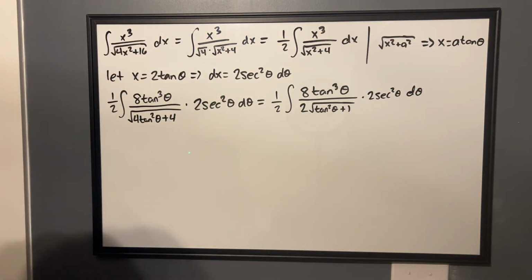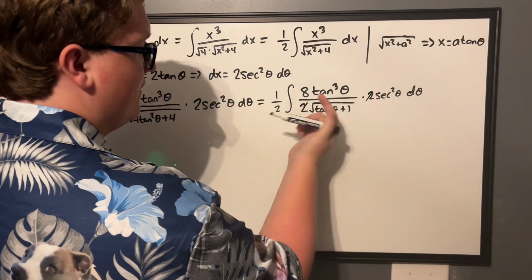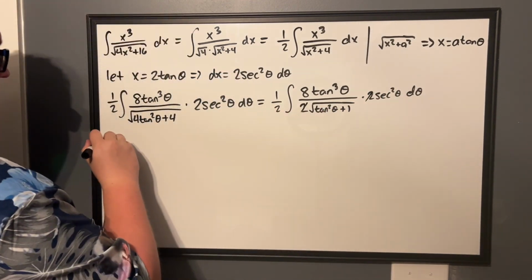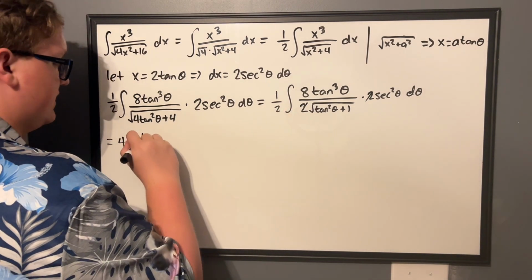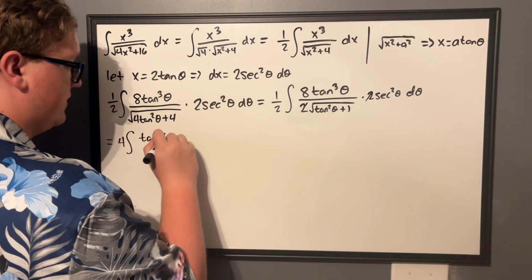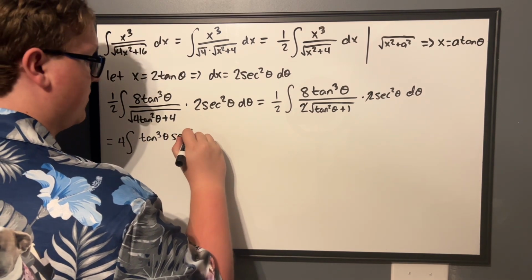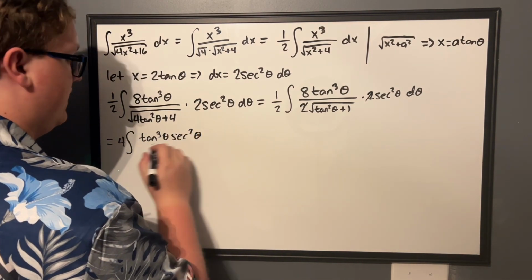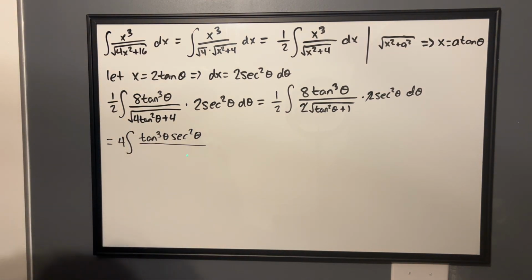Okay, so now we've got this into a form where we can simplify and bring out all of the constants. So of course, these 2's are going to cancel right here. And then we have this 8 we can pull out. So we're really going to have 4 times the integral. The tangent cubed is going to stay on top, so tangent cubed theta. We'll pull the secant squared theta over right here. And then we're dividing by, well, what is this square root going to turn out to be?